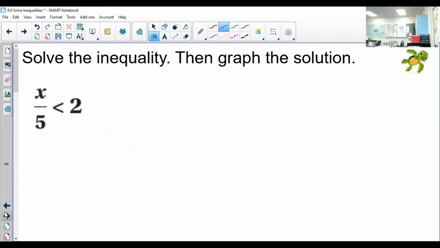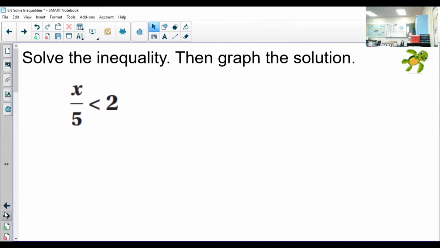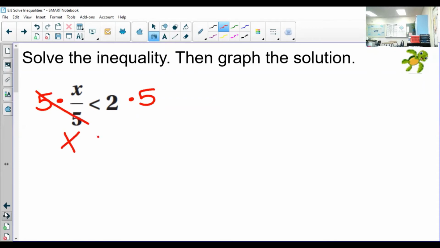So we have x over 5 is less than 2. A fraction really means to divide. So the opposite of divide is multiply. So I'm going to times by 5 on both sides. These cancel, and x is less than 5 times 2, which is 10.